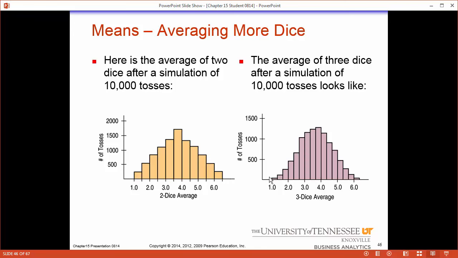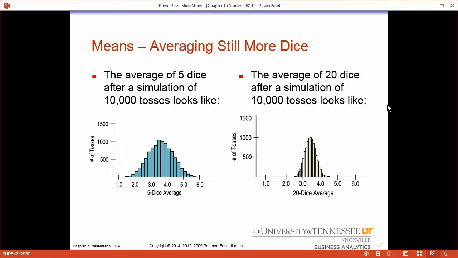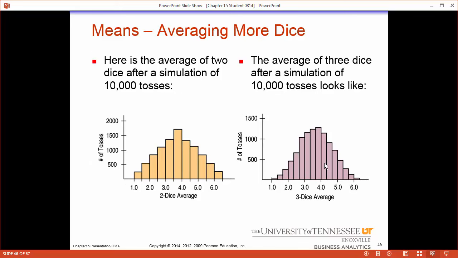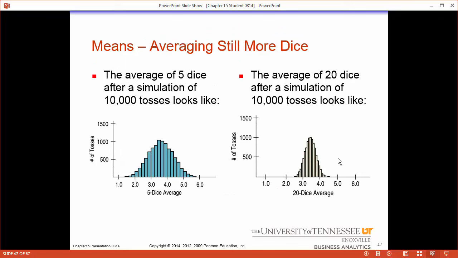In 3 dice rolls, how would you have to get 1? You'd have to get 1, 1, 1. How about in 20 dice rolls? Well, to get 1, you'd have to get all 1s. So what's going to happen? Look at this. It's going towards the center. And what do you see each time? It's looking more and more normal and tighter.